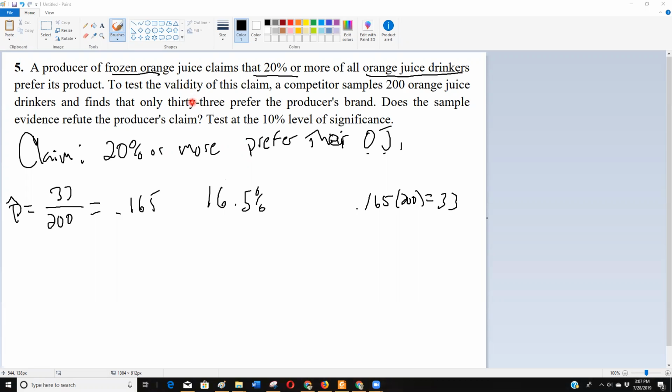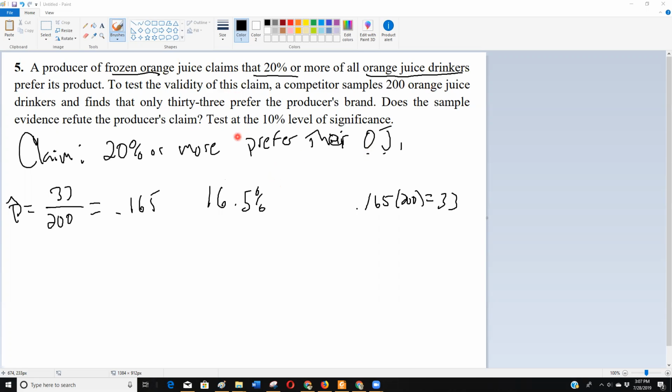What else? So the independence, we've got the probability stays the same. It's a yes/no answer. I'm missing one. What is it? There's a fixed number of trials: 200 drinkers. So we're good. We've got a binomial distribution.